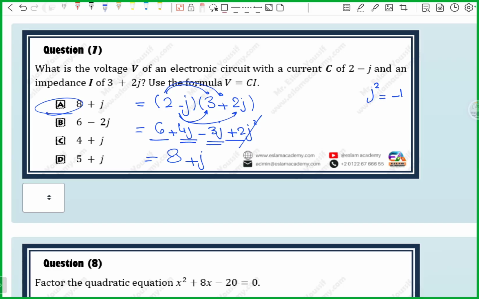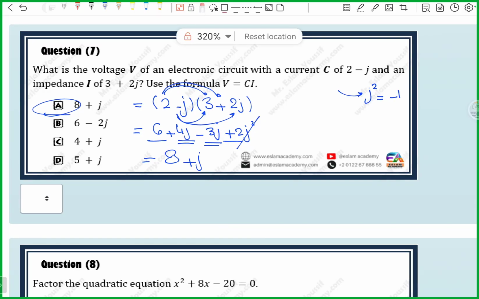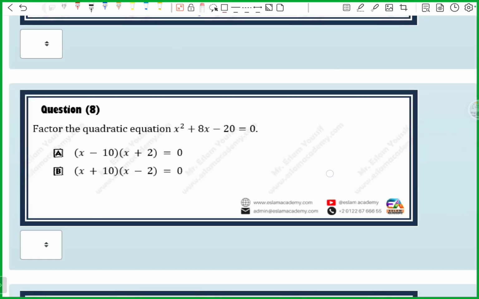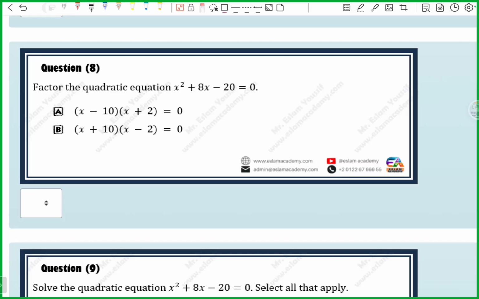Okay. Why did we change the sign? Because we said that j to the power 2 is equal to negative 1. This one was negative 2j squared, and we just remove j squared and replace it with negative 1. So negative 2 multiplied by negative 1, the answer will be positive 2. Yes. Okay. This question, how can we solve it?